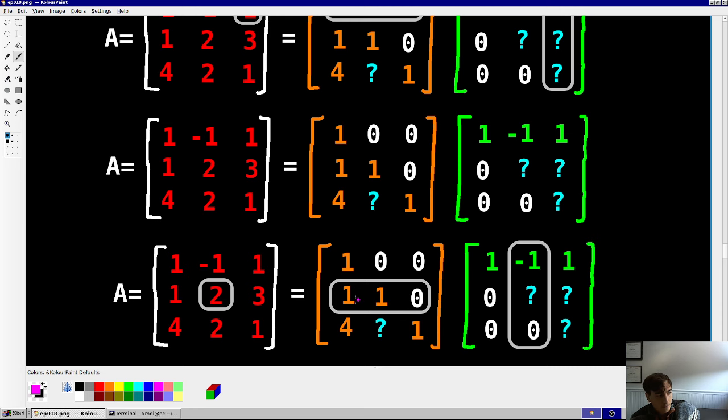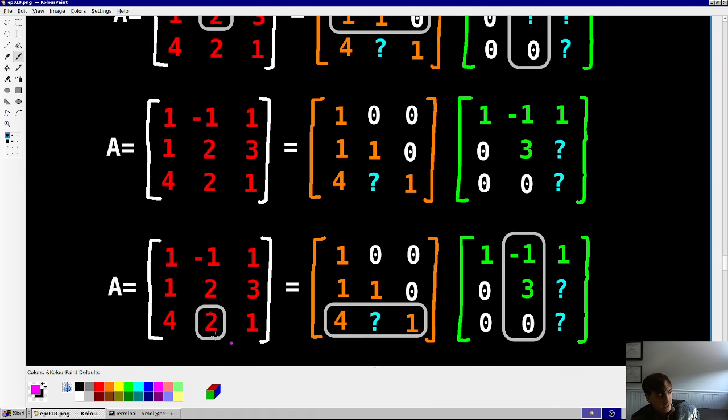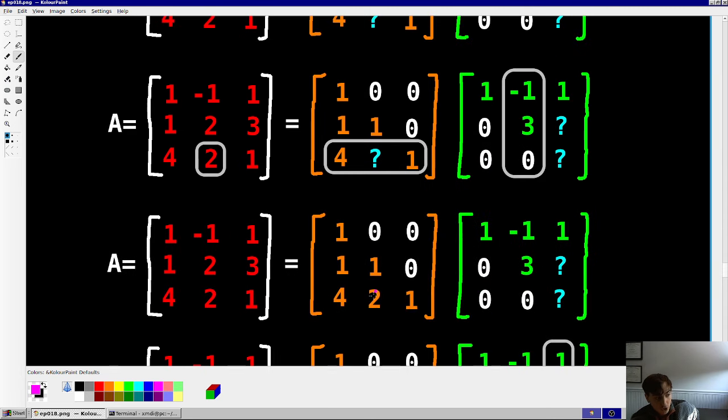Well, if you take the middle row times middle column, that's supposed to equal 2. Therefore, that question mark must be a 3. Okay, great. Now you have a 2 at the third row, second column of this matrix. How do you get that? Well, that means that this question mark needs to be a 2.